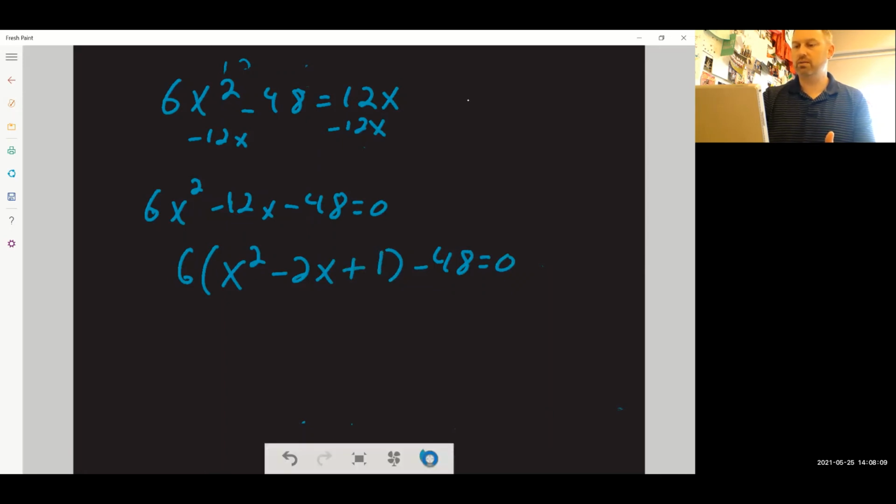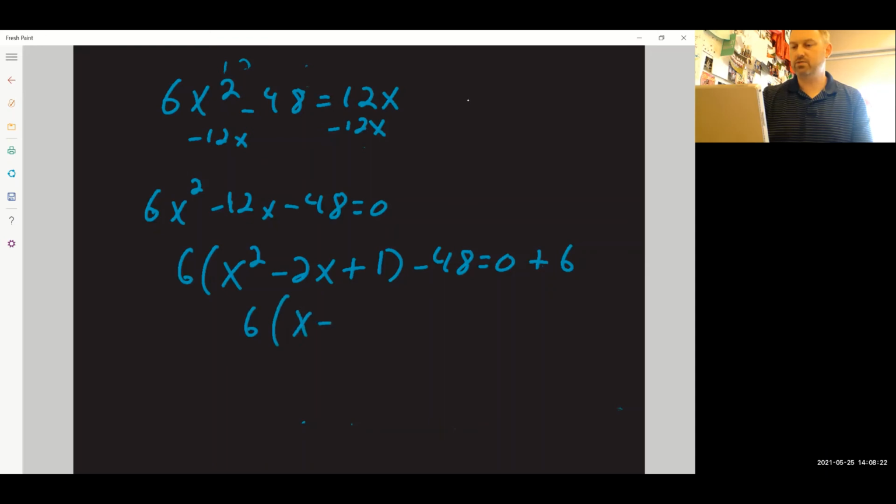But be careful, I'm not really adding 1 to this side, it's 6 times 1. So if I add 6 to the left-hand side, I need to add 6 to the right-hand side as well. So here we go. Half of -2 is -1. Subtract 6 to both sides, minus 54 equals 0.